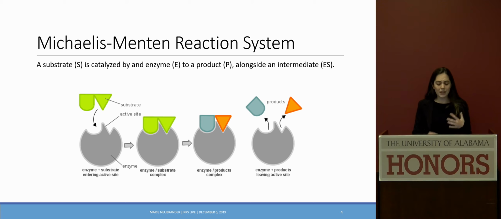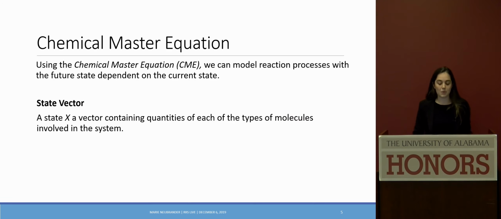So that's the system we've been modeling, but how are we actually modeling this system using our tensors? Well, the technique we're using is what's known as the chemical master equation, or the CME. This allows us to model reaction processes such that we can predict the future state of a system based on our current state or the initial state we started in. When I refer to a state, what I'm talking about is the quantity of each molecule we have at a particular point in time.